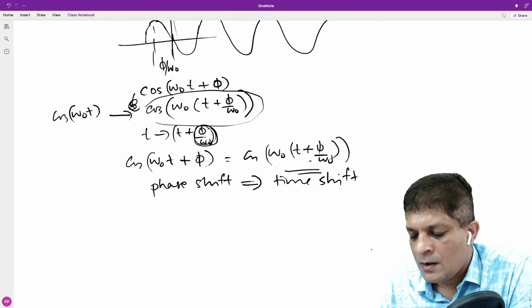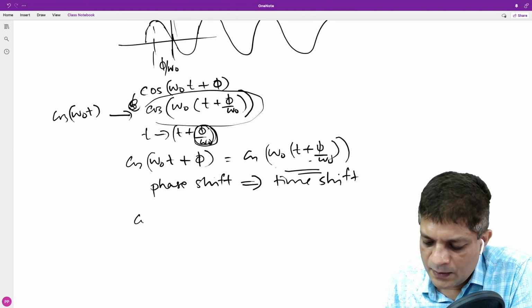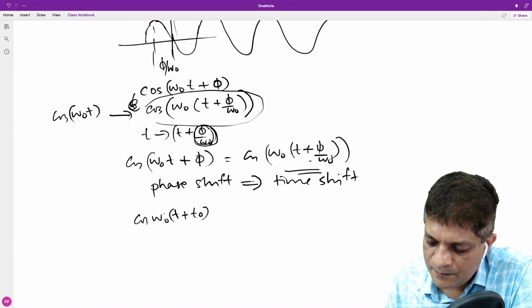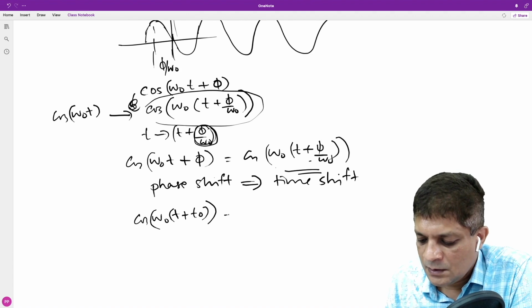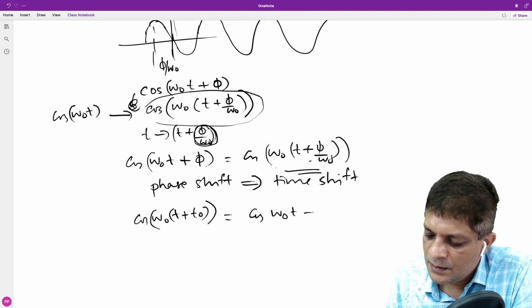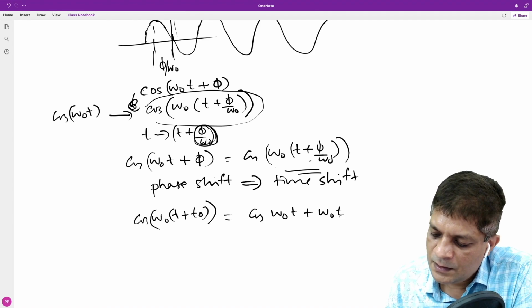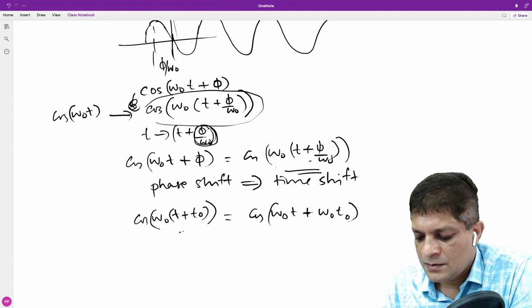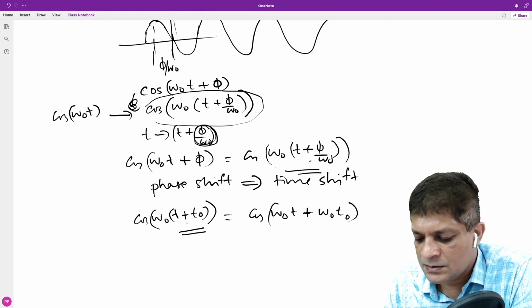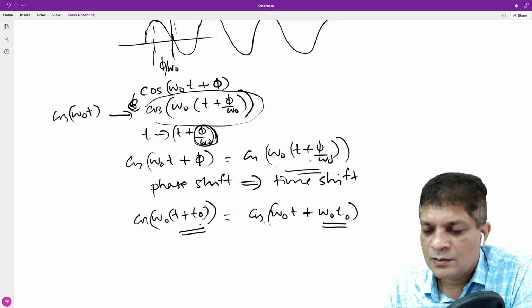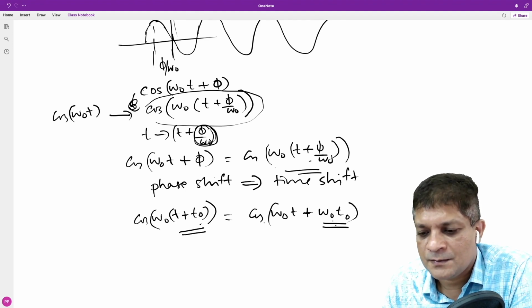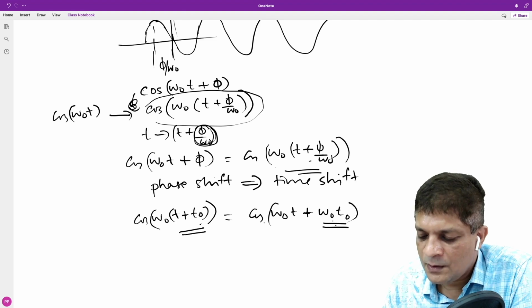Okay. Now, what about time shift? Does it imply phase shift? If we have a signal cos omega naught t, and we are shifting the signal by t naught, then this is cos(omega naught t plus omega naught t naught), isn't it? This is a time shift. It is equivalent to what? Phase shift. So that is true for continuous time signal.